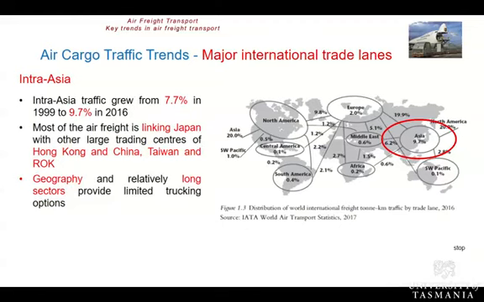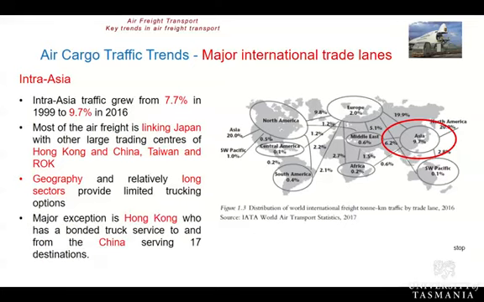The geography and the relative limited infrastructure to move by surface transport limits the use of trucking options in this particular region. The major exception here is Hong Kong. Hong Kong are able to provide a conduit to China, and they have a bonded truck service that services China through 17 destinations. So that is one area where they're able to take advantage of the trucking as an option.